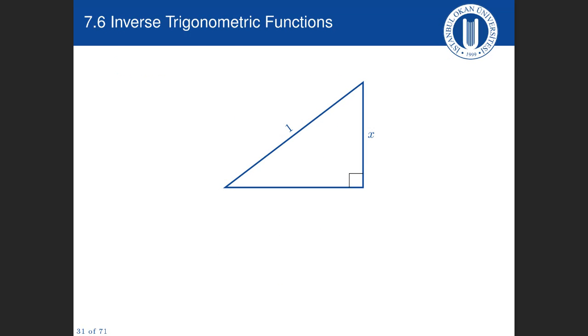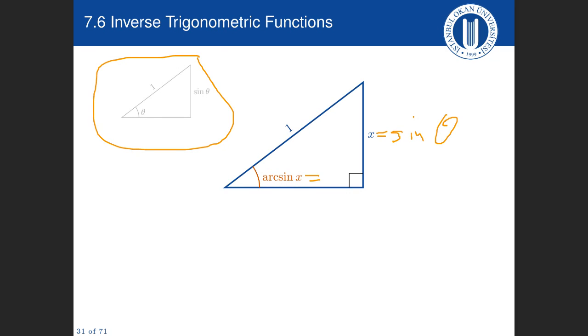I'm going to move on to looking at this triangle. This angle is arcsine x. Why? Well, look at this little grey triangle at the top. If that angle is theta, and if the length of the hypotenuse is 1, then the height of the triangle must be sine theta. Going backwards, if x is equal to sine theta, then theta must be arcsine x.